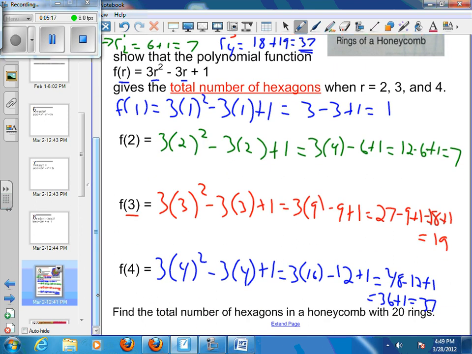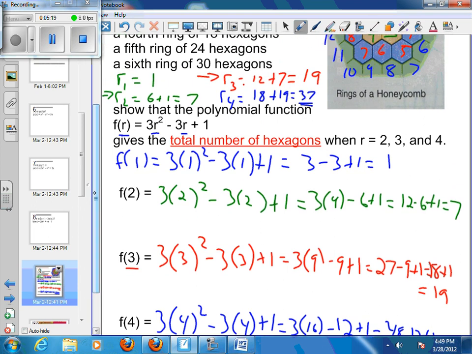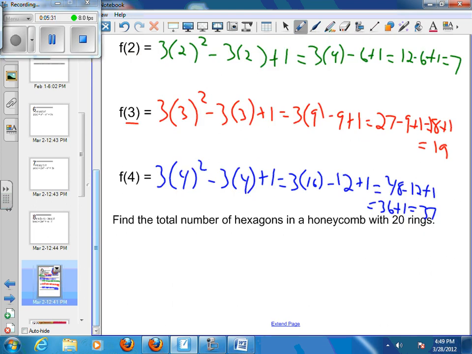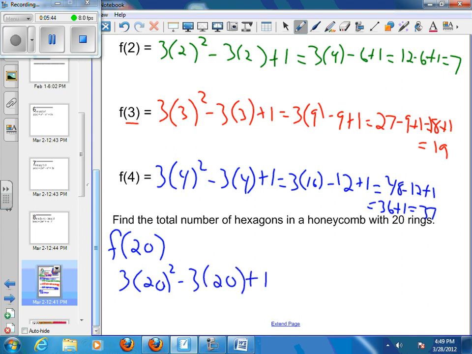So it is extremely likely, since I've checked the first 4 iterations of this, that my function is in fact predicting how many hexagons would be in the rings of my honeycomb. So my final question down here is what happens when we have 20 rings? So that would be f of 20. So I'm going to take 3 times 20 squared minus 3 times 20. And then I'm going to add 1.